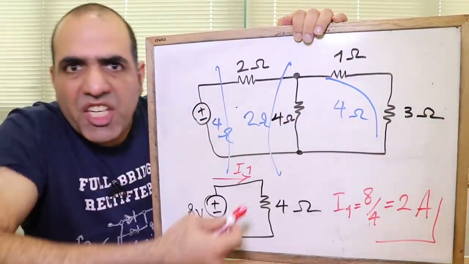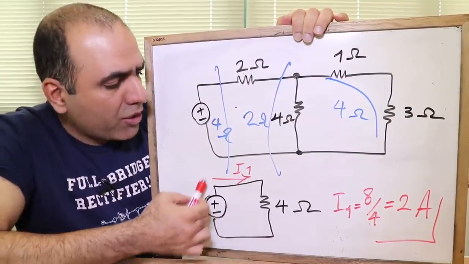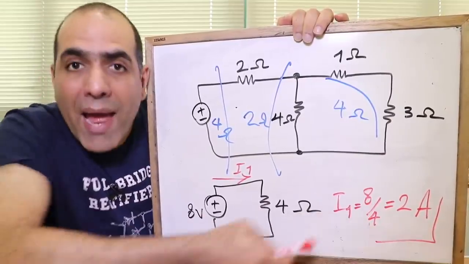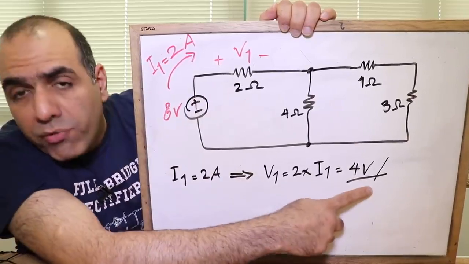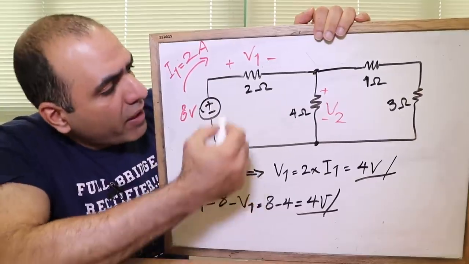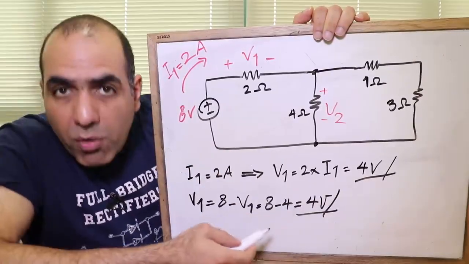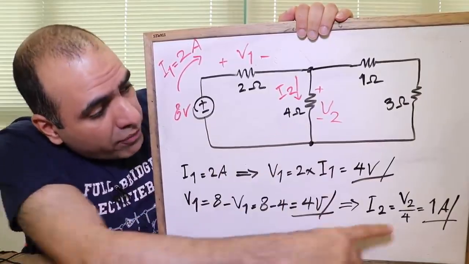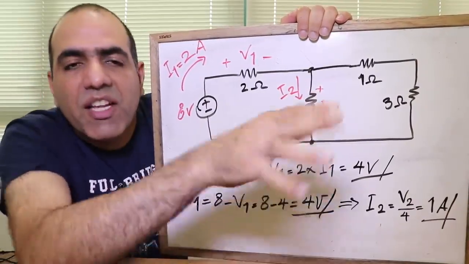So this entire circuit is like an 8-volt supply across a 4 ohm resistor. The current going out of the supply is 8 volts divided by 4 ohms, or 2 amps. As soon as we know I1, V1 is 2 ohms times I1, or 4 volts. Right there from KVL in this loop, we know V2 is equal to 8 minus V1, or 4 volts. And easy as that, we know I2 is V2 divided by 4, or 1 amp. And from KCL, we know I3. I leave the rest to you.